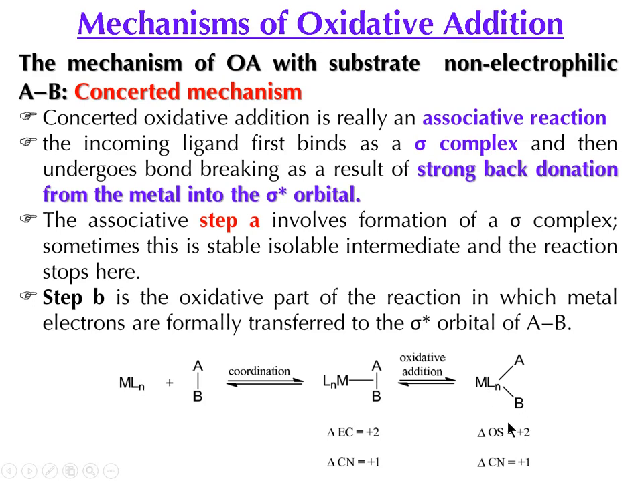So, in other words, the concerted mechanism is one step, the association of the molecule AB to the complex, and the second step is the breaking of the bond AB and the formation of MA and MB. To note, for some types of complexes, the intermediate LnM sigma-bond AB can be stable, so the oxidative addition would not proceed, and the reaction forms only this type of complex.